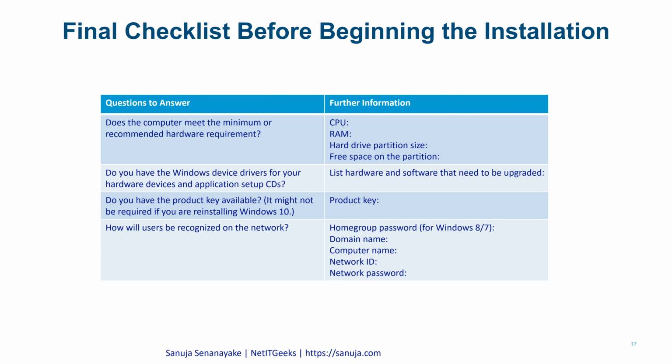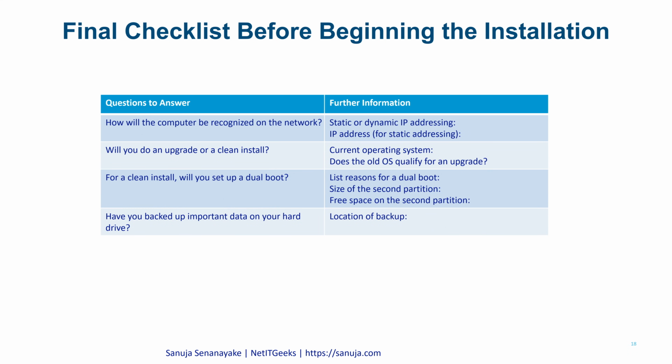How will users be recognized on the system? So you need to ask about the home group questions, domain join for network, for corporate and business environments, network ID, et cetera. You can also ask questions like how will the computer be recognized on the network? So static or dynamic addressing. Will you do an upgrade or clean install? For a clean install, are you going to do a dual boot setup or a regular setup in most cases?